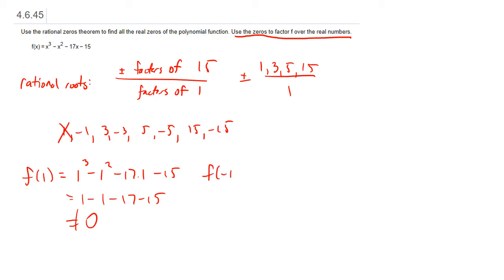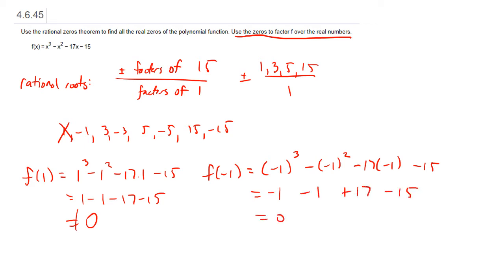Okay. F of -1. What I'm hoping to do is find a 0, and we'll see why. This gives me -1 cubed minus -1 squared minus 17 times -1 minus 15, or -1 minus 1 plus 17 minus 15, which is 0. So -1 is a root of the function.